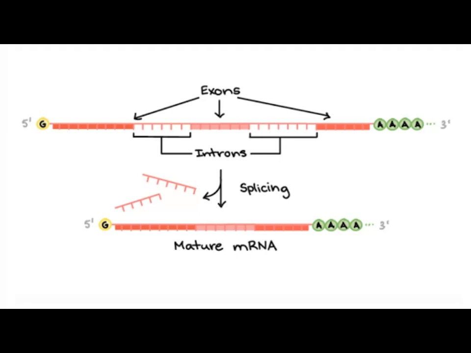Here's our picture, right? We have our guanine cap, our adenine tail. All of our exons are highlighted in red. All of our introns are not highlighted. Our splicing will happen. It will chop up all of the introns, get them out of there, and glue the important parts back together.